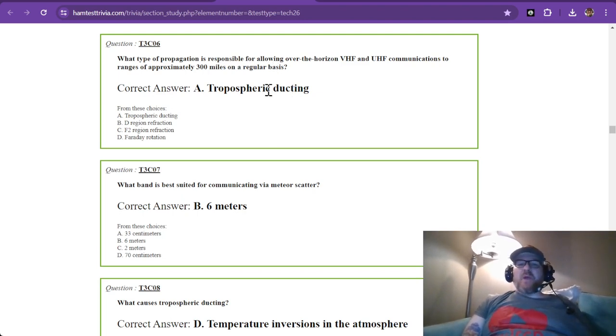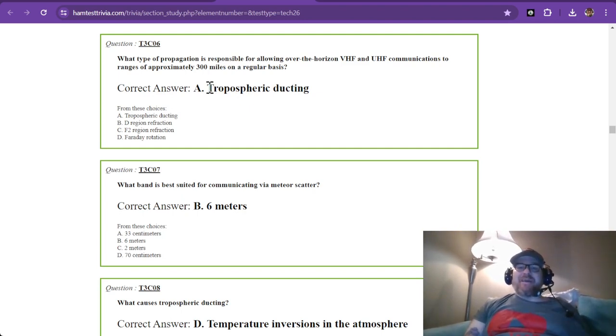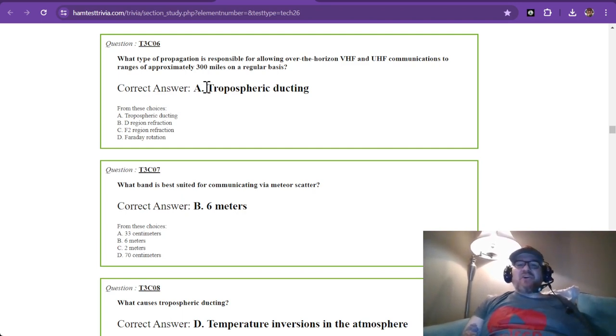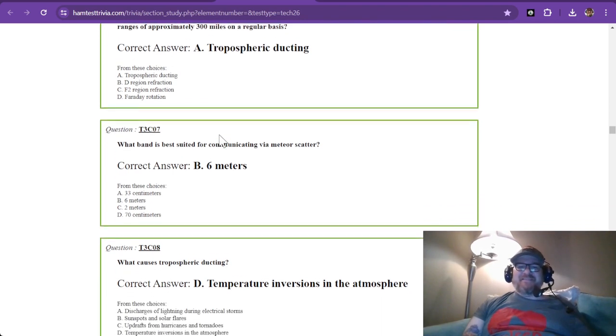And this is what got me interested in wanting to be a general so I could get on HF. When I was on 2 meter FM, I was talking to people 200 miles away on simplex and pulling up repeaters and talking to people even further than that, because I was trying to talk on our repeater and it was pulling up other repeaters from hundreds of miles away. And that is from temperature inversions. So tropospheric ducting, that's what the answer is.